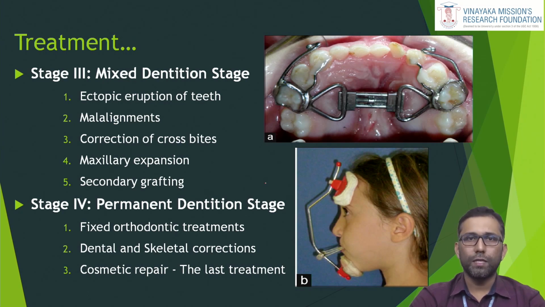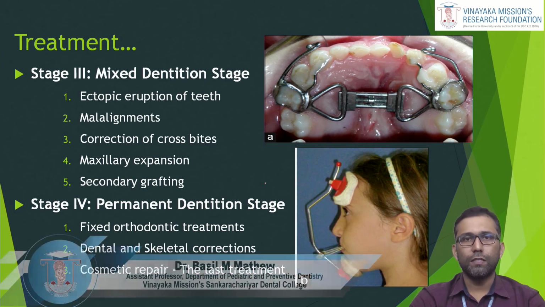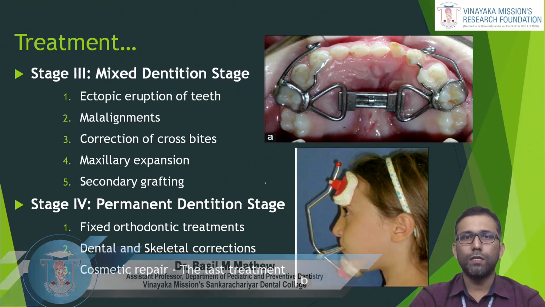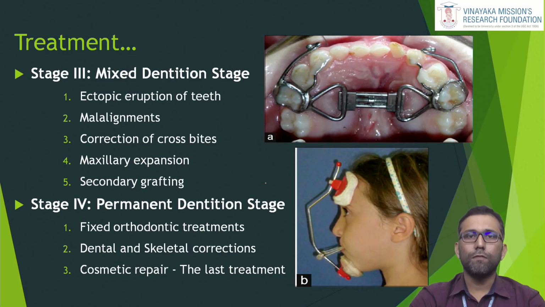Any malalignment should be corrected. Any minor corrections should be done during this stage. Correction of crossbite should be addressed immediately. If it is not done, there will be added reduction in the growth of the maxilla. Correction of crossbite is very important, and maxillary expansion, all the myofunctional appliances and orthopedic appliances should be started during this stage if indicated. Along with discussion with the orthodontist, a pedodontist should address this aspect.